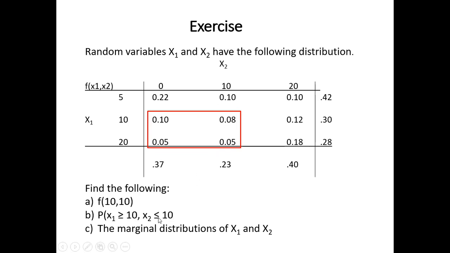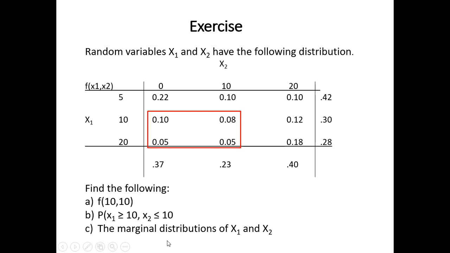This one over here, find the probability x1 is greater than or equal to 10 and x2 is less than or equal to 10. So x1 is greater than or equal to 10. Those probabilities would be given by these two rows down here. But x2 less than or equal to 10 would be given by these two columns. So to get an answer to this, we would add up the values in this red rectangle, and you could see that these would add up to 0.28.